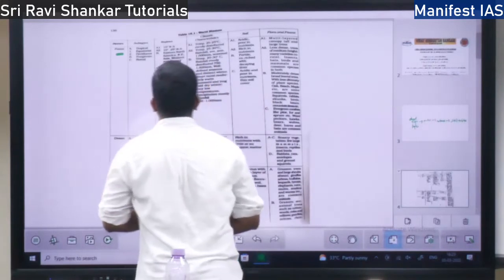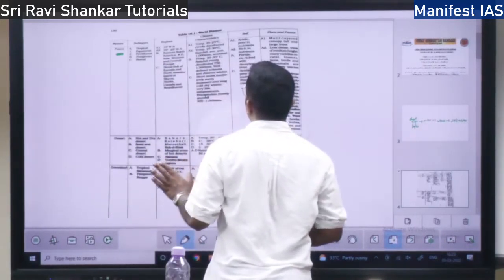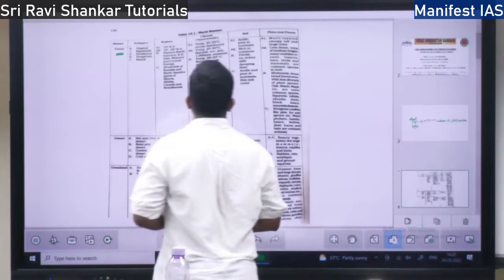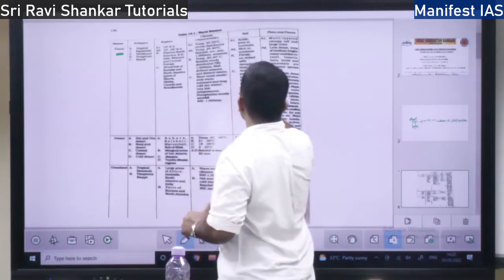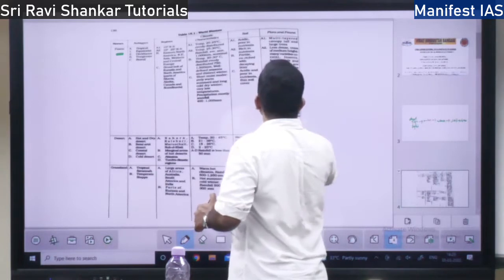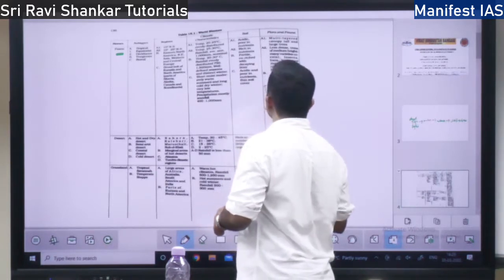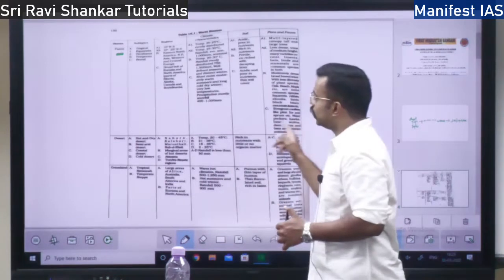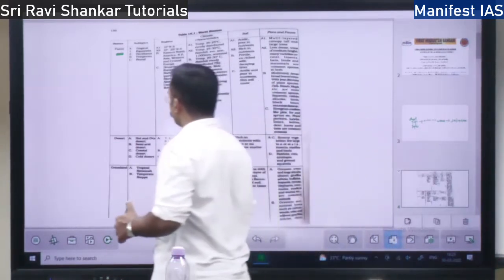Where these regions are located is not important. Climatic characteristics also not important. Soil, various types of soil will be there. That is also not important. Flora and fauna, there are various types of animals. That is what he has said. So you have to just look at the first two columns.